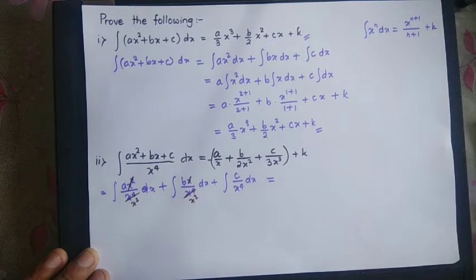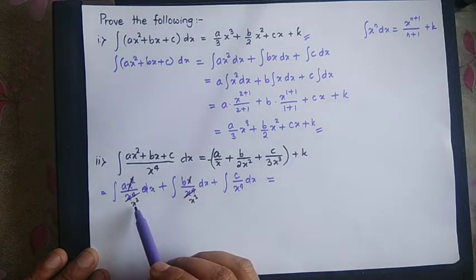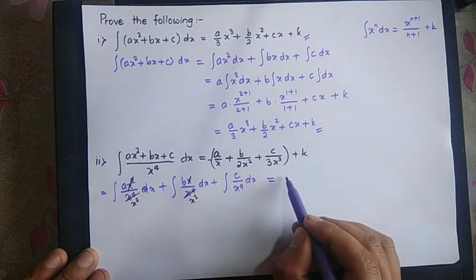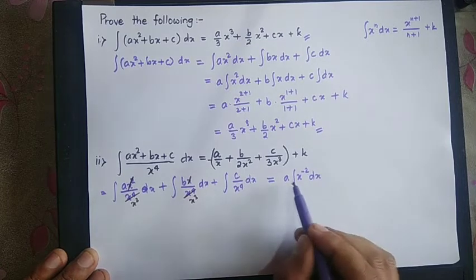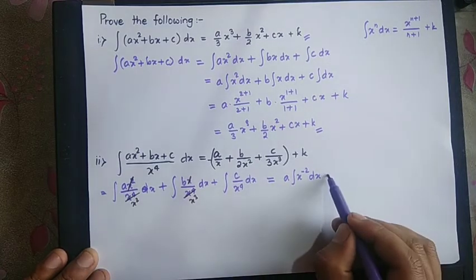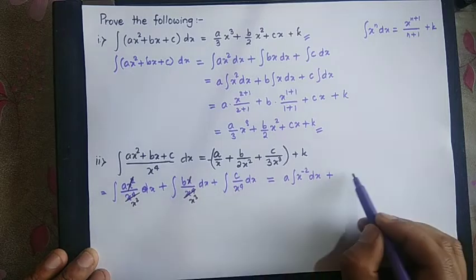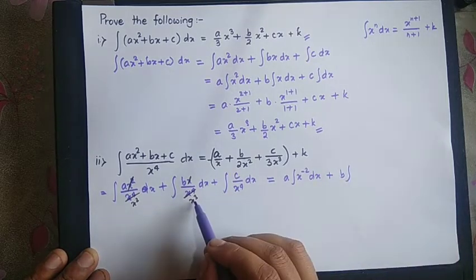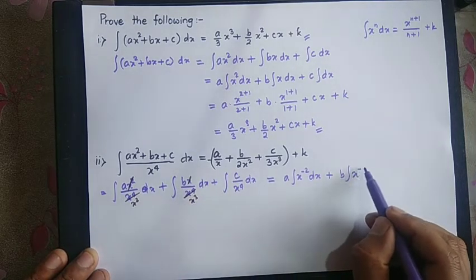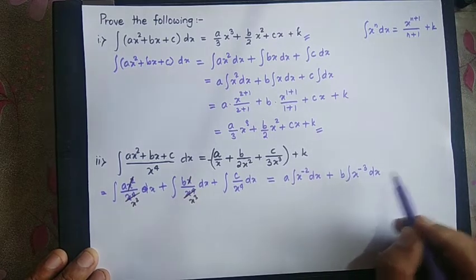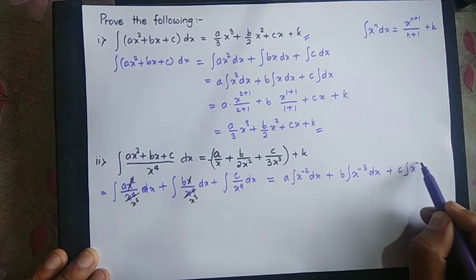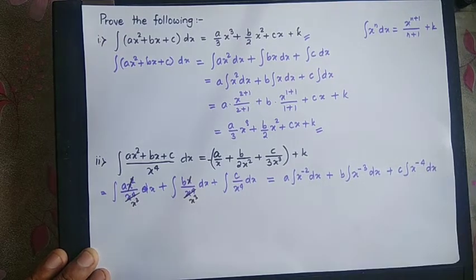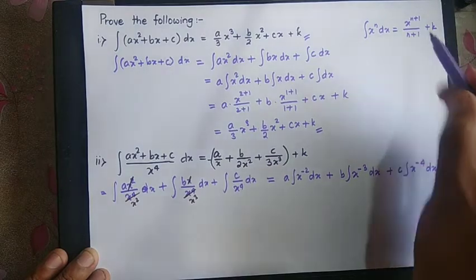In such cases, this x squared goes to the numerator and it becomes x to the power minus 2 dx. Since a is a constant, it is kept outside. Similarly plus b is outside, and we have got 1 by x cube, which is x to the power minus 3 dx, plus the c comes outside, so we have x to the power minus 4 dx. Again we are going to put the same formula here.